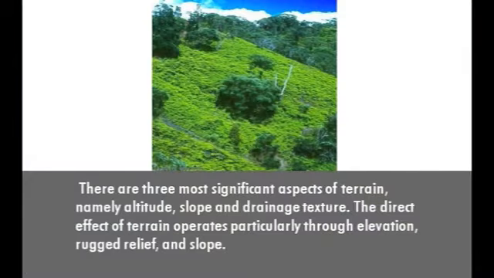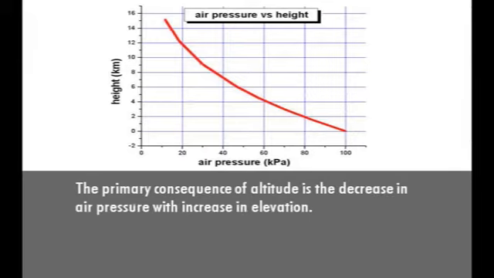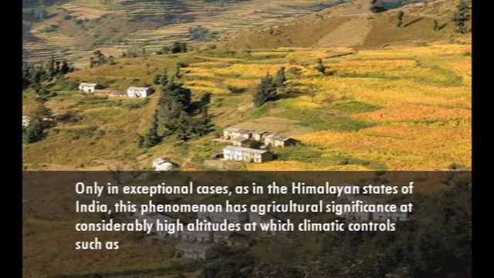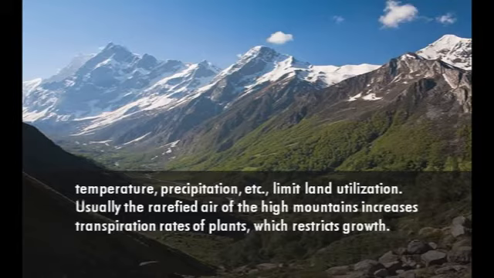The direct effect of terrain operates particularly through elevation, rugged relief, and slope. These determine the pace of cultivation and farm mechanization and the degree of accessibility and flooding on the lower levels. The primary consequence of altitude is the decrease in air pressure with increase in elevation. Only in exceptional cases, as in the Himalayan states of India, this phenomenon has agricultural significance at considerably high altitudes at which climatic controls such as temperature, precipitation, etc. limit land utilization. Usually, the rarefied air of the high mountains increases transpiration rates of plants, which restricts growth.